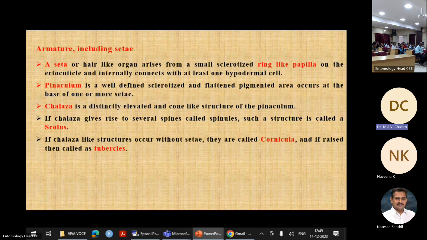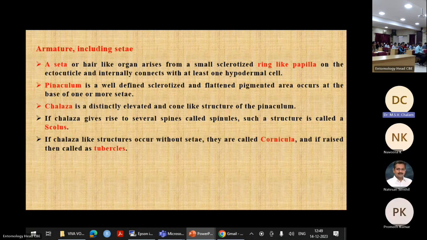Before understanding chaetotaxy, there are certain terms which we must understand. The Lepidopteran caterpillar has several armature on its body. So what is armature here? The setae, the spines, the pigmented areas, the enlarged or round areas, the stripes, and spots are all referred to with a common name, which is armature. The different armature we will use in the description of a caterpillar are as follows.